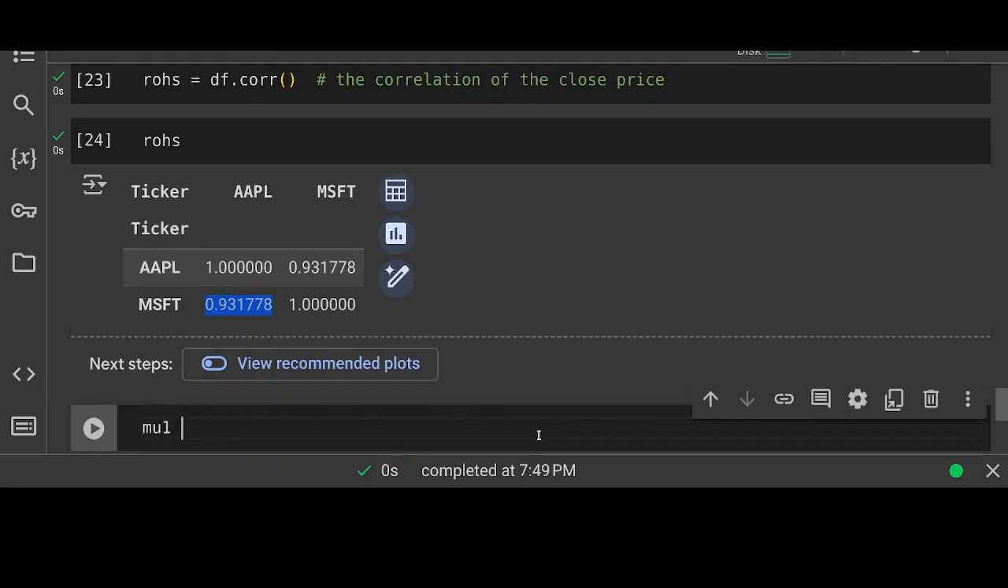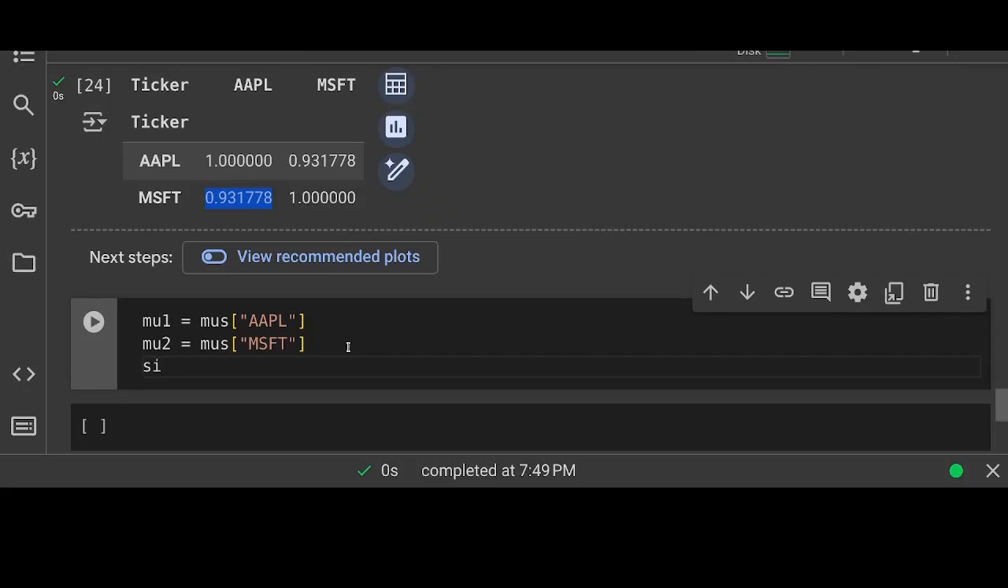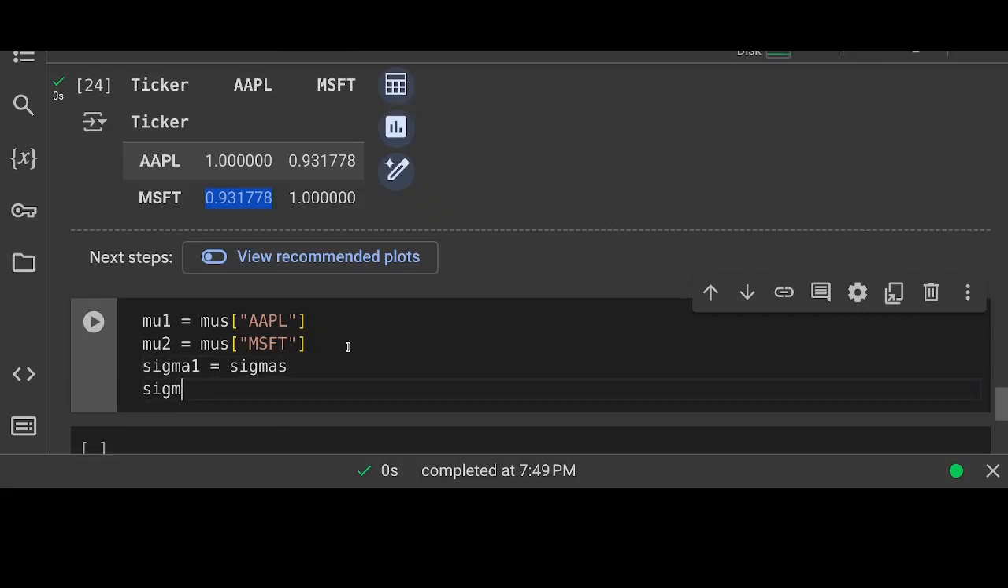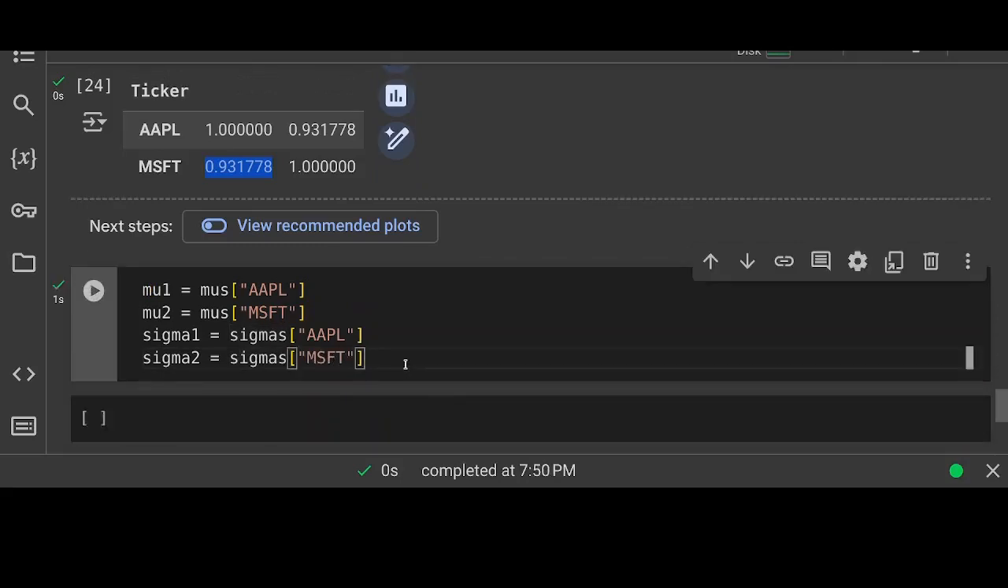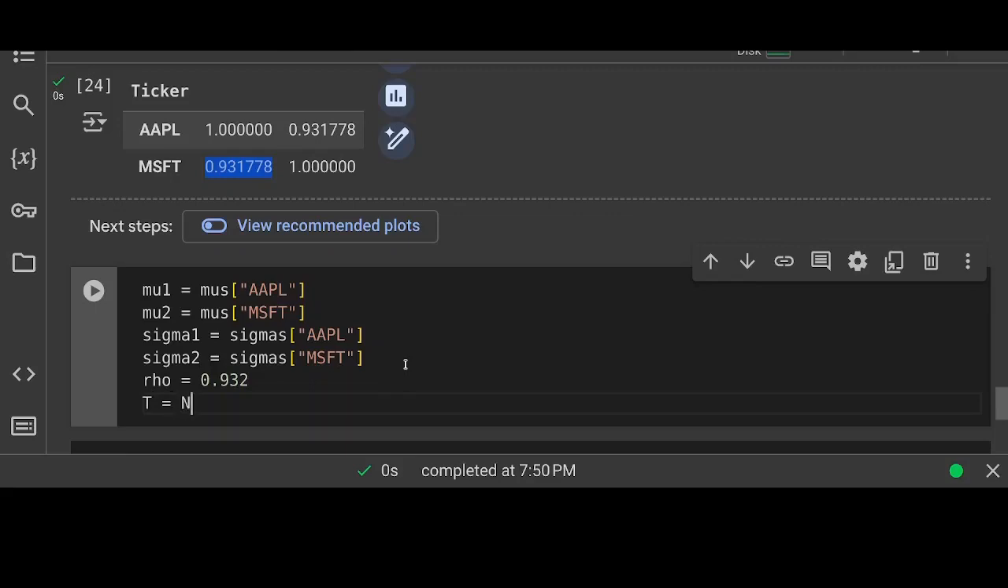So mu1 is equal to mus of Apple, and mu2 is mus of Microsoft, and also sigma 1 will be sigmas of Apple, sigma 2 also sigmas of Microsoft. And so the other parameter for the simulation is rho. Rho is equal to 0.93 that we already observed, and the number of test days is 27 days.